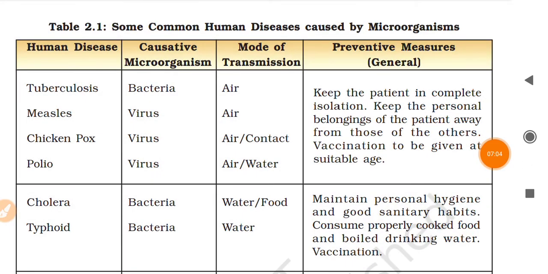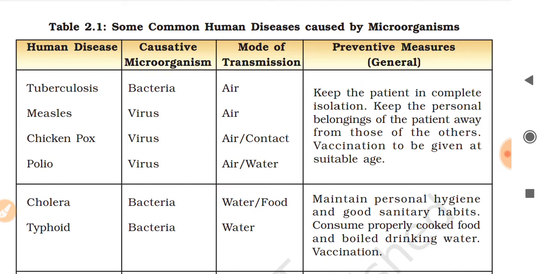Now there is a table given in which some common human diseases caused by microorganisms are listed. It is important for your examination purposes, or if you are preparing for any competitive exam also. Among human diseases, tuberculosis is caused by bacteria. You have to understand every time which are the causative microorganisms of which disease. Its mode of transmission is air. Measles is caused by viruses, and its mode of transmission is also air. Chickenpox is caused by a virus, transmitted by air or contact, and polio by air or water. So these are the diseases.